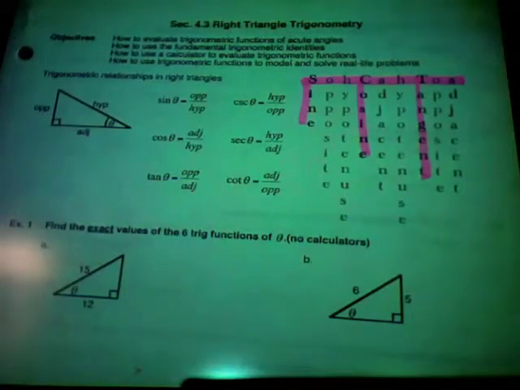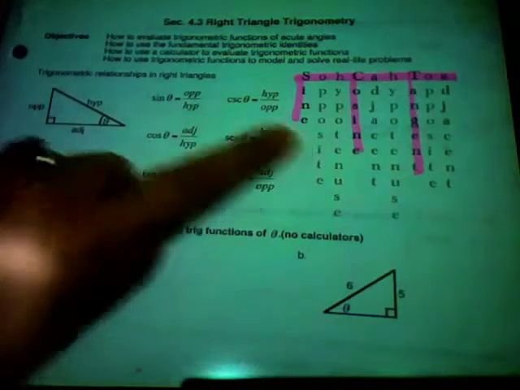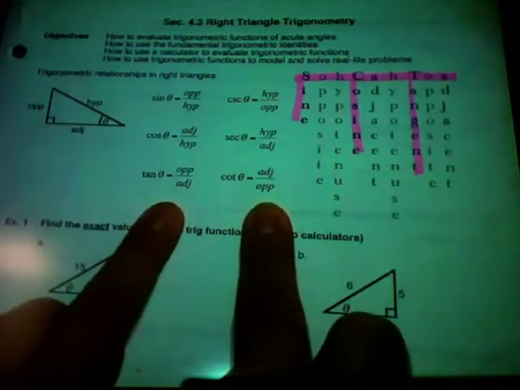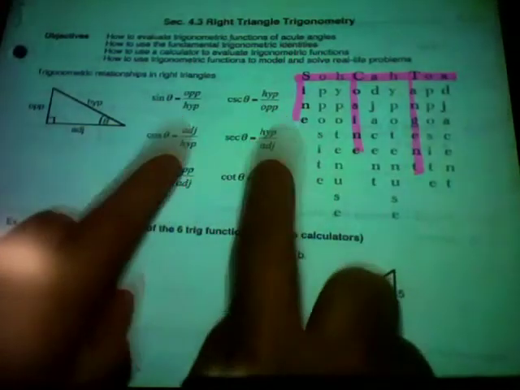All right, so again, I've listed all of those here, right? And aren't these just inverses of each other? Right? All right, so let's get into some problems.